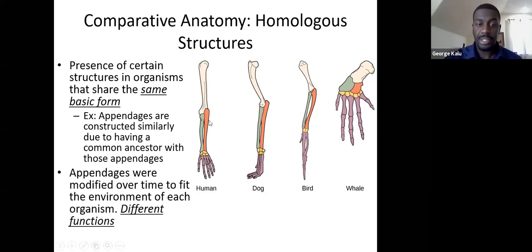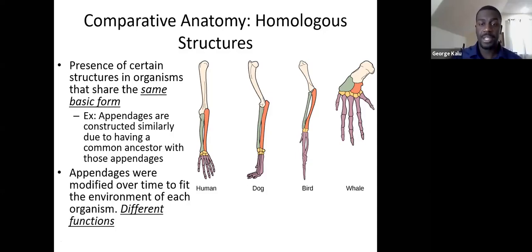Okay. So for example, the human arm and hand is best used for gripping and moving and things like that. For the dog, the paw is going to be more useful for walking. For birds, these bones are going to be useful for flying, and for the whale, these are going to be useful for swimming. So they have the same overall structure, but a different function depending on the environment that it's in. Those appendages are modified over time to fit their particular environments.